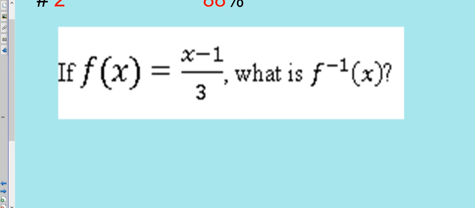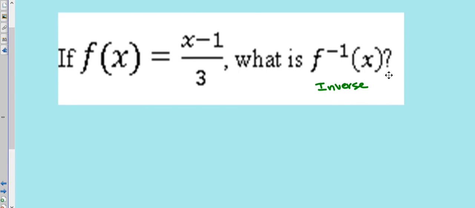Is f negative 1 of x. Now remember, this symbol means inverse. So there are a few different ways to do this. Specifically with the inverse, we switch our x and y's. And so that's what I'm going to do now.